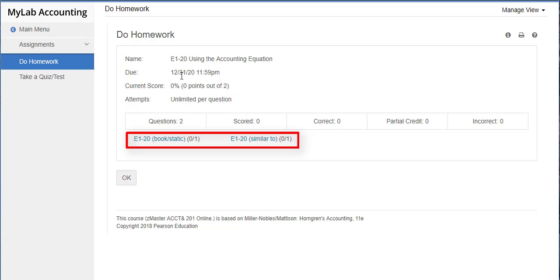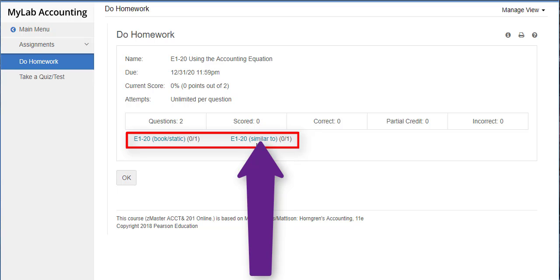So notice there's two versions of this exercise. There's the book static worth 1 point, and I've not tried it, so I've got 0 out of 1 point. The book static means that every time you try it, the numbers are the exact same, and the book means the problem is the exact same as the problem at the back of your chapter in your textbook. This similar to problem means it's the same problem as this, except the numbers will be randomized.